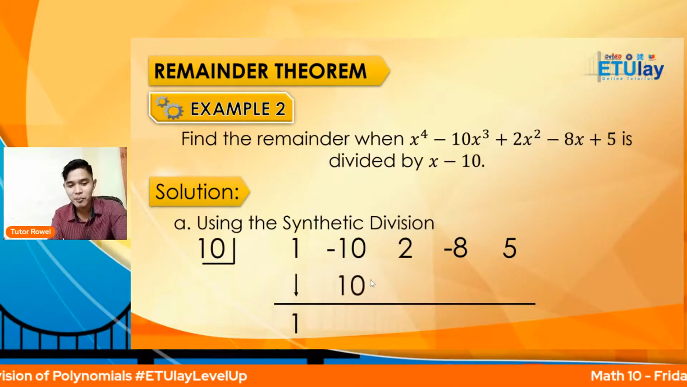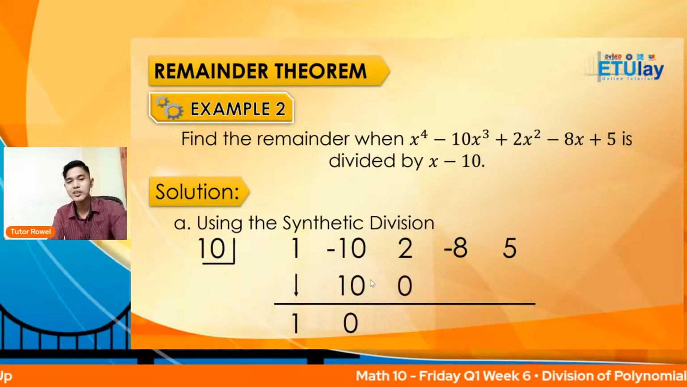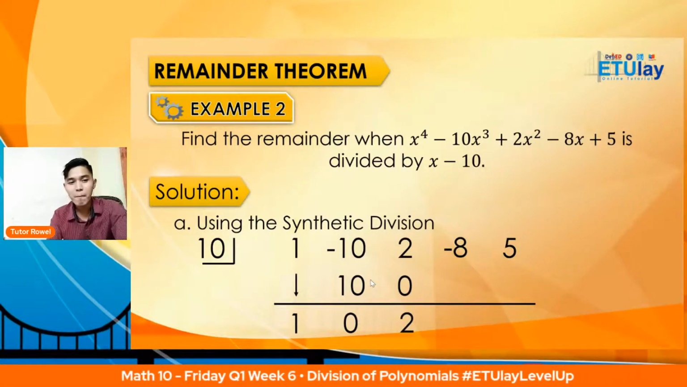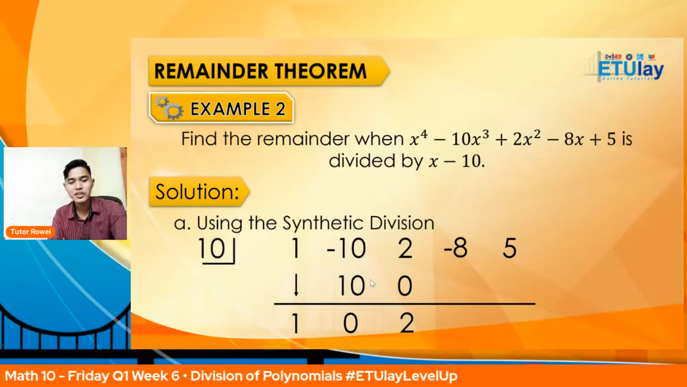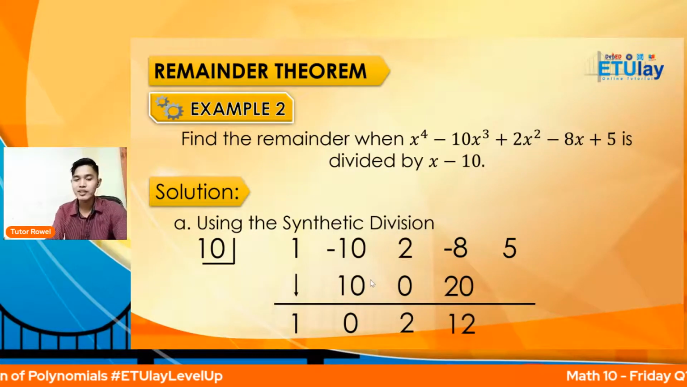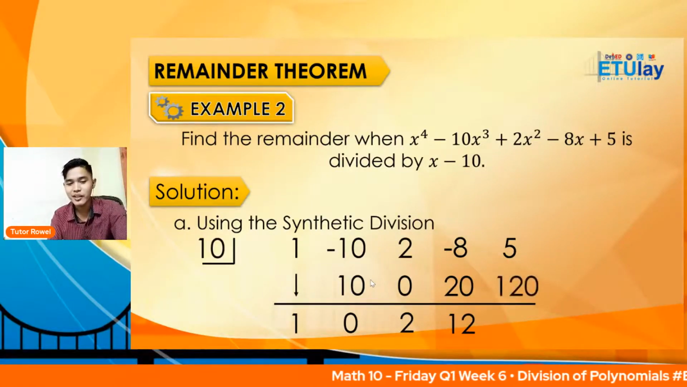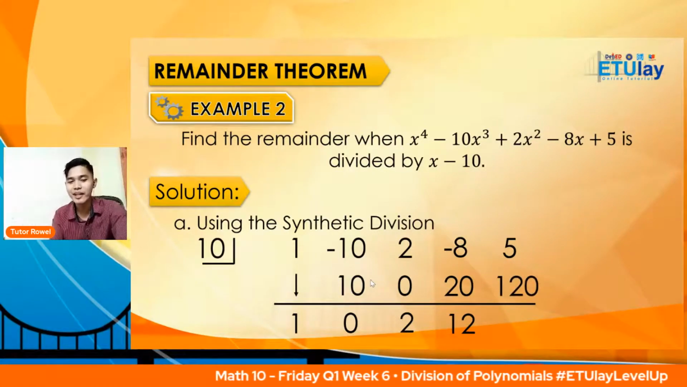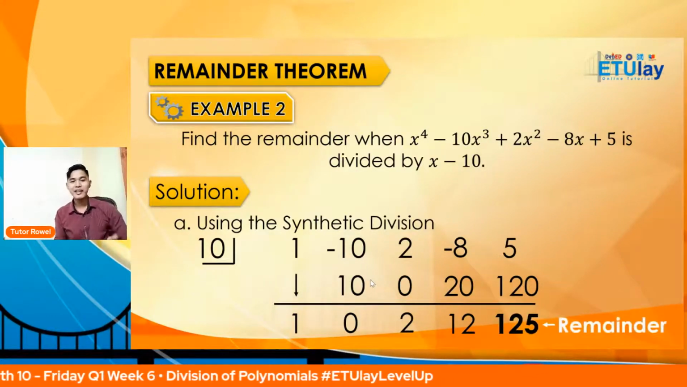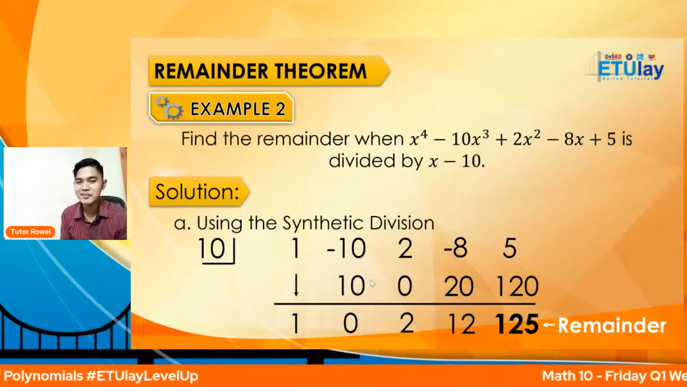multiply, combine, then multiply 0 times 10, which is 0, combine, 2 plus 0 is 2, multiply, 2 times 10 is 20, combine, negative 8 plus 20 is 12, multiply, 12 times 10 is 120, and last one, combine, 5 plus 120 is 125. O, di ba? Pareho lang po yung remainder kahit gumamit tayo ng synthetic division.